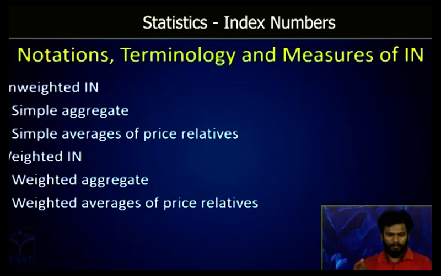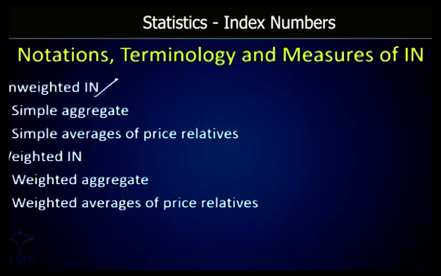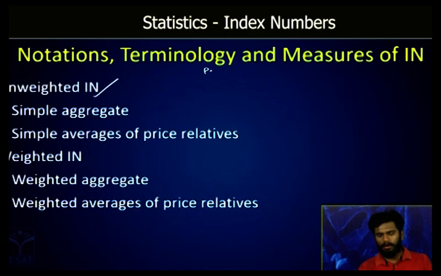Now we will see the formulas involved in these weighted and unweighted index numbers. See, unweighted index numbers. In this, the first method is the simple aggregate method. From this, first we will find all the price index numbers, we will complete these price index numbers, and then we will go to quantity index numbers. Okay. Now the simple aggregate method.